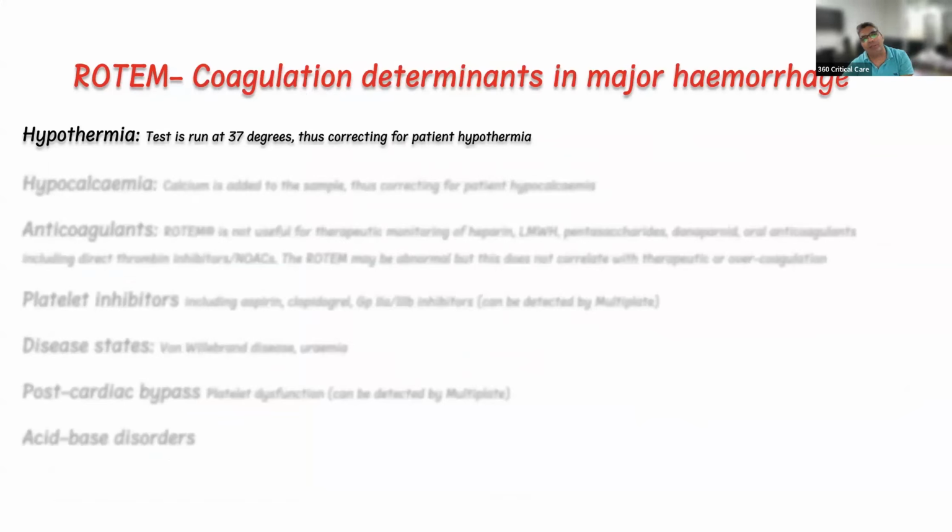Now, the major coagulation determinants in major hemorrhage are the coagulation factors for sure, but there are other things that determine whether patients are bleeding, not bleeding, or will continue to bleed. Apart from the coagulation factors, there are other very important factors which cannot be measured by your ROTEM. So you need to know what cannot be measured by this point of care coagulation test. First of all, hypothermia is a major barrier for coagulation.